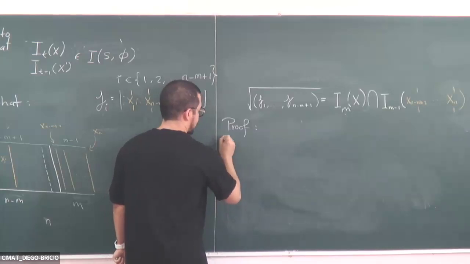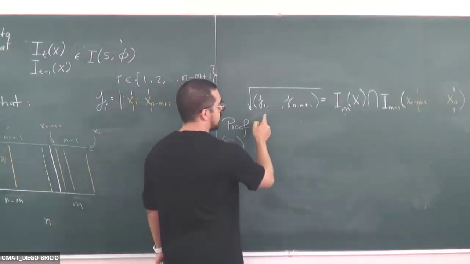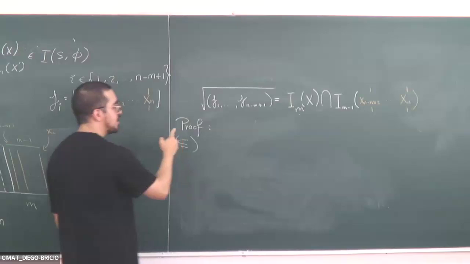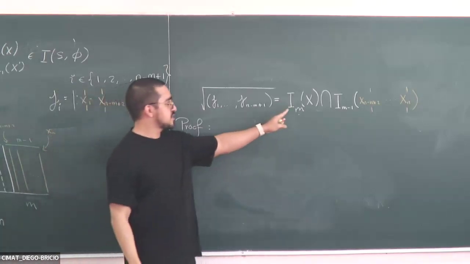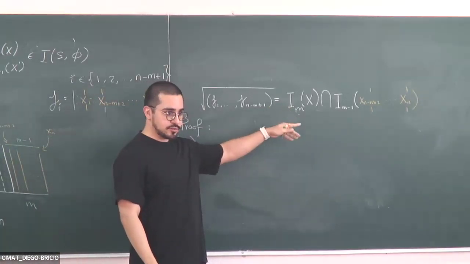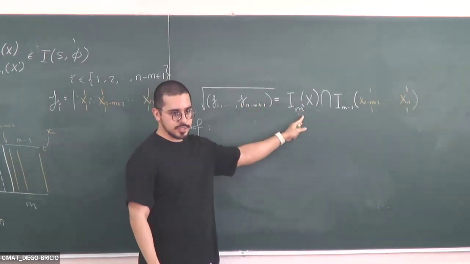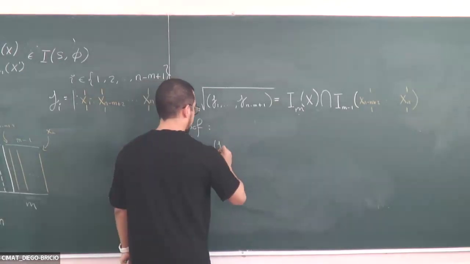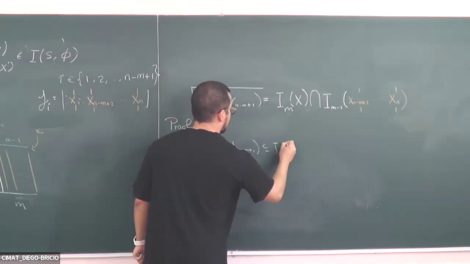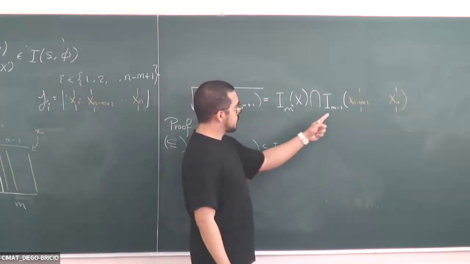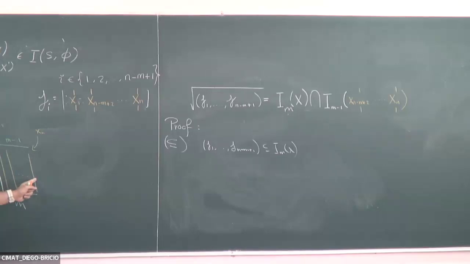Okay, so we're going to show this by double containment. For the first part, you notice these are minors of size M, and this guy is the ideal generated by all the minors of size M. So it's clear that every one of these guys is an element of this guy.